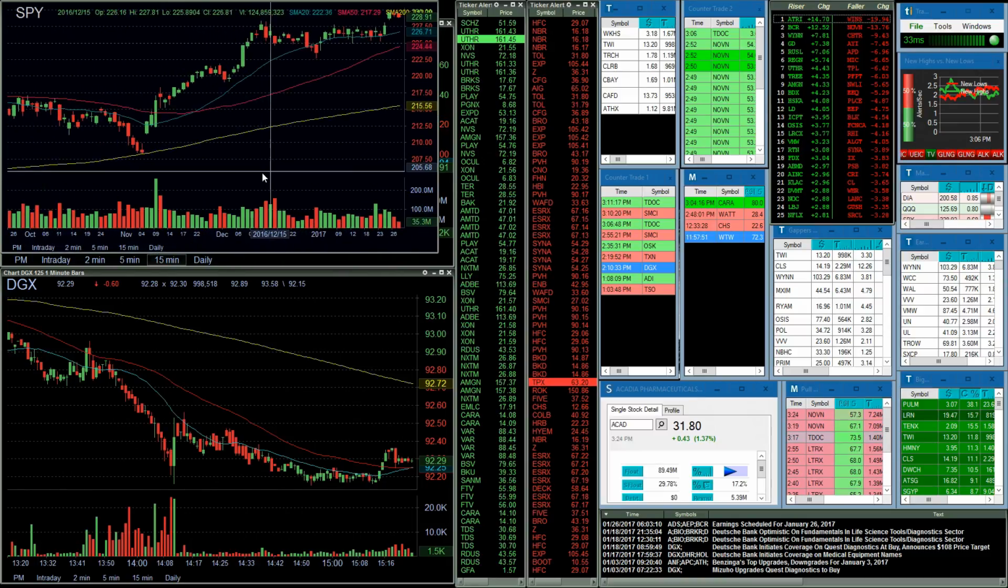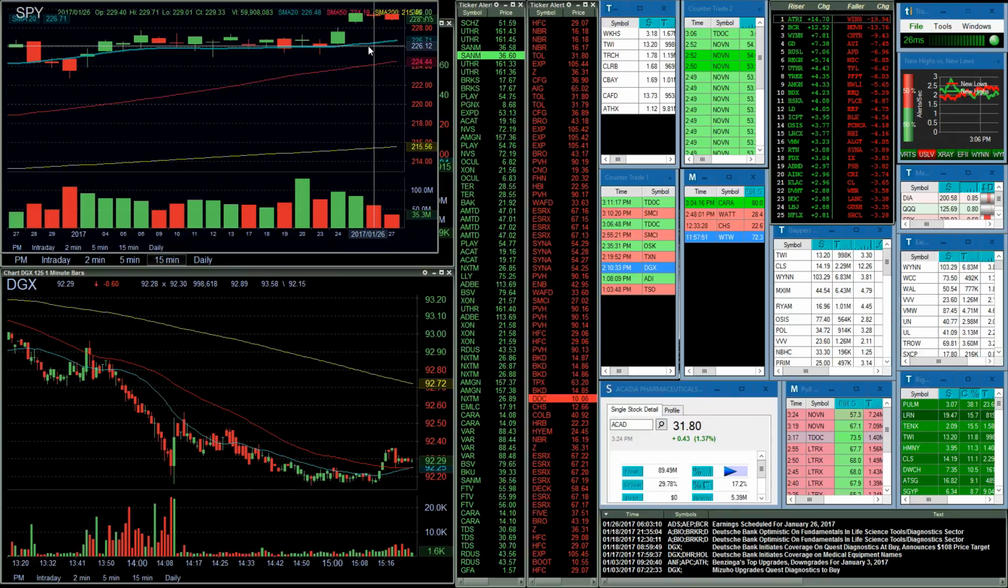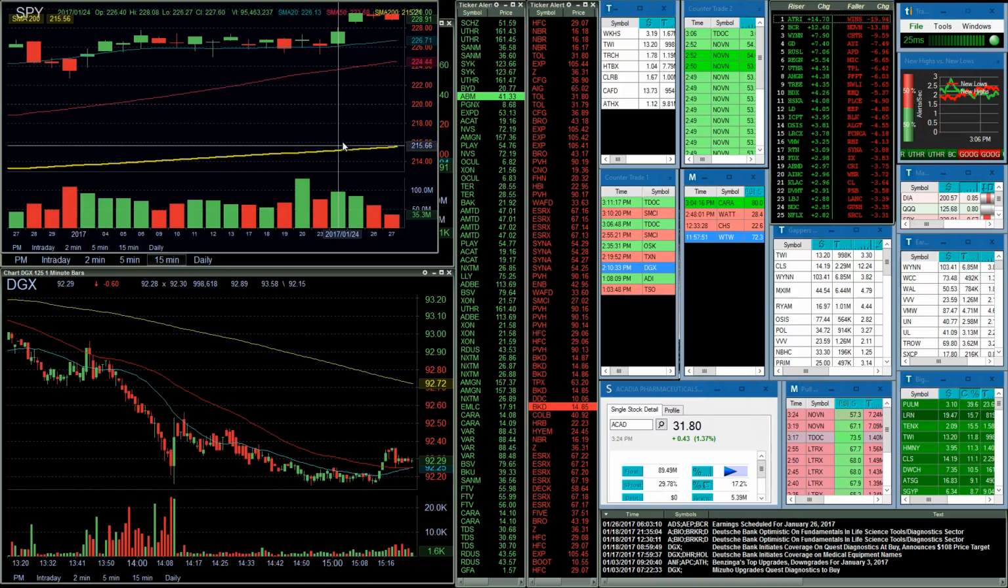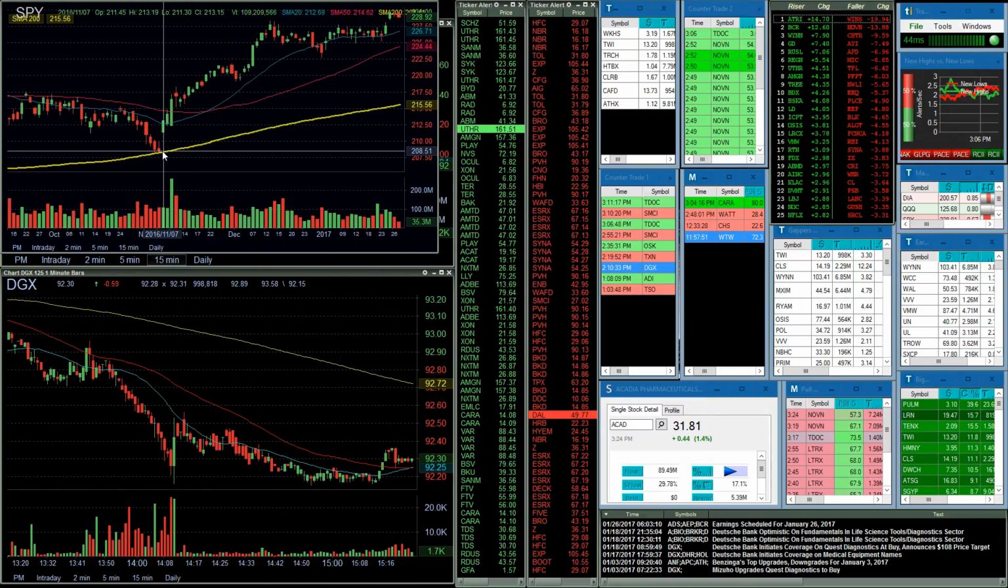I only look at the daily of this one, so I know exactly where the simple moving averages are. The blue one is the 20, the red one's 50, and the yellow one is the 200, the respect lines. And you can see that it works pretty well.